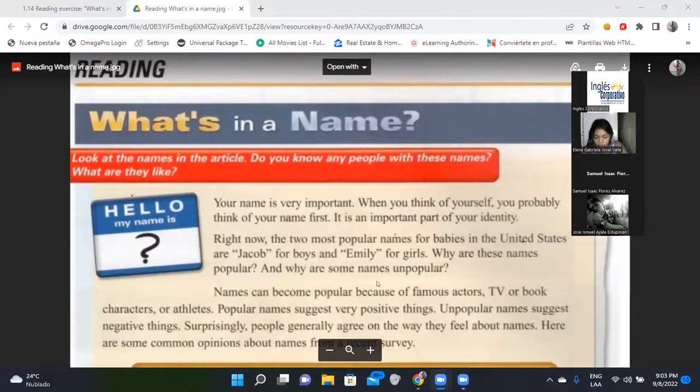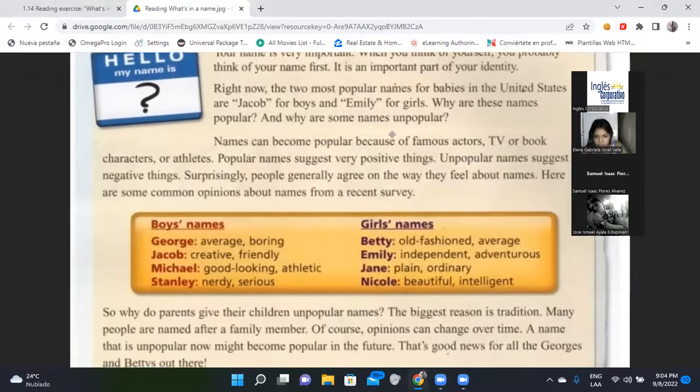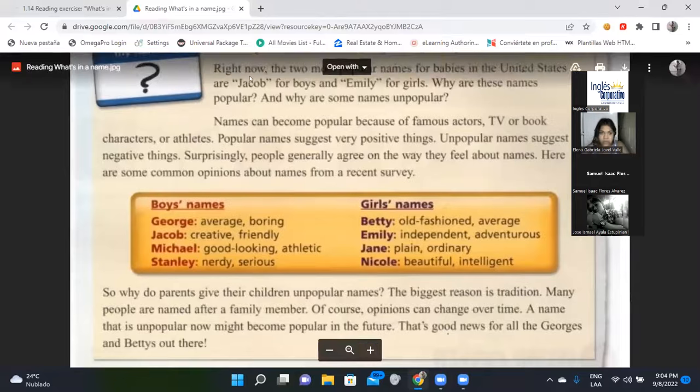Continue. No, select somebody. Select another participant to read the next paragraph.